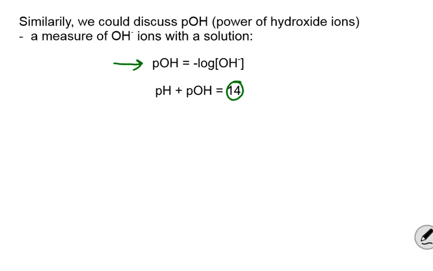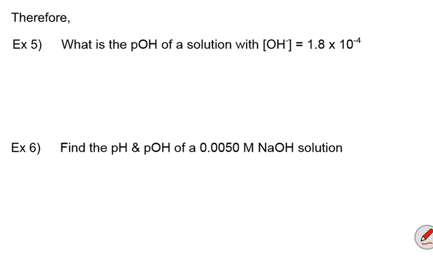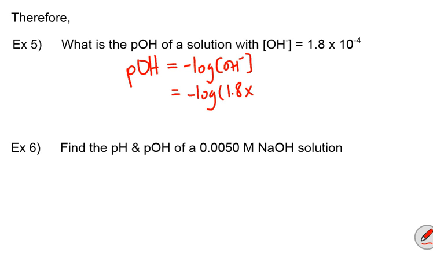So let's do one quick example. You've got your 2 new equations there. The pOH of a solution with a hydroxide concentration of 1.8 times 10 to the negative 4. You're going to use pOH, because it's the power of hydroxide ions, is the negative log of your OH minus concentration. So that's pretty easy. We punch in our numbers, 1.8 times 10 to the negative 4. And we're going to get a pOH value of 3.74.